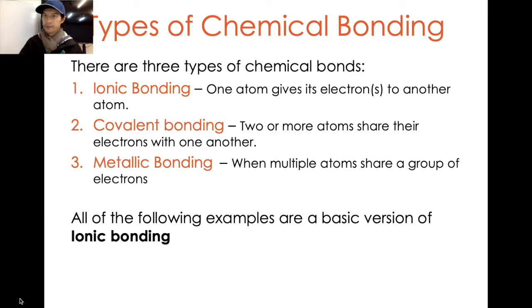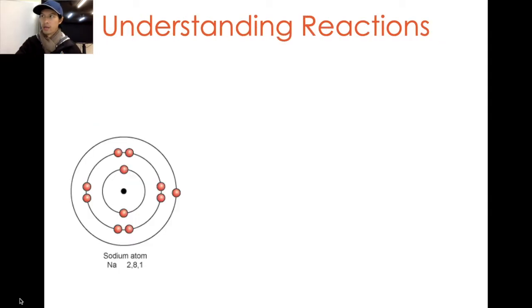Okay. Now, all of the following examples are basic versions of ionic bonding, because at a fundamental level, you don't really need to know specifically how it works. We're just going to show you examples of how a reaction works and how the electrons have that interplay with one another. Now, to see and understand the detailed parts of each of these types of bonding, you do need to do the advanced science course, but for the time being, we're just going to go with basic versions of ionic bonding. Okay. All right, let's give an example.